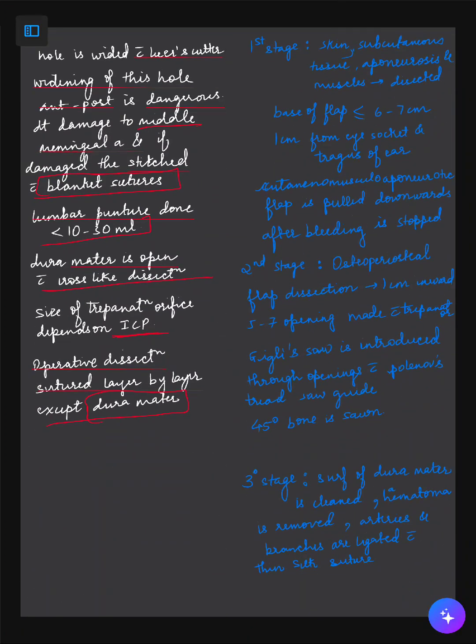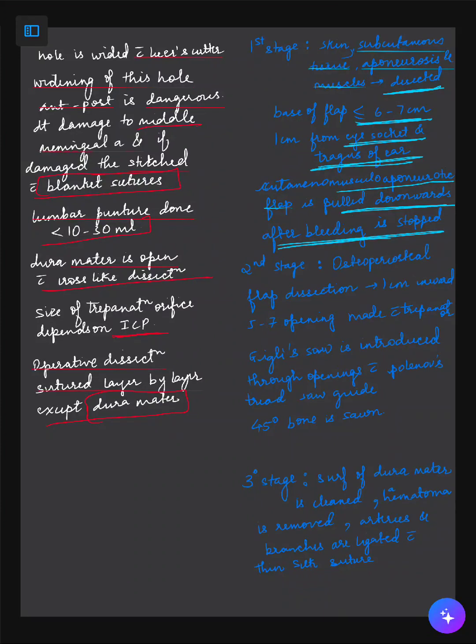The first stage is the skin, subcutaneous tissue, aponeurosis and muscles are dissected. Base of flap is not greater than 6 to 7 centimeter. Okay, then from 1 centimeter from the eye socket and tragus of ear, it is cut. Okay, then cutaneo-musculo-aponeurotic flap is pulled downward after bleeding is stopped. This is the first stage.